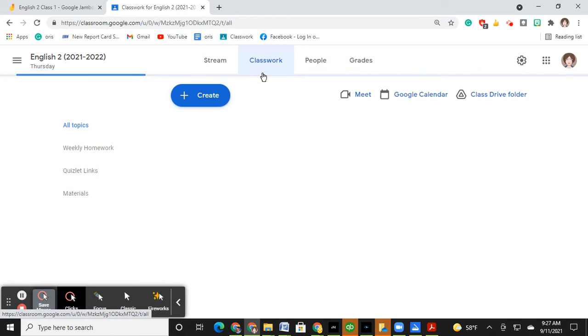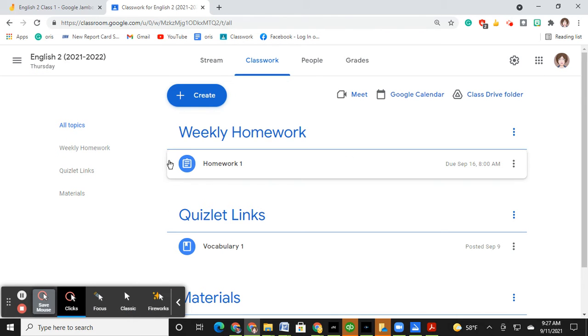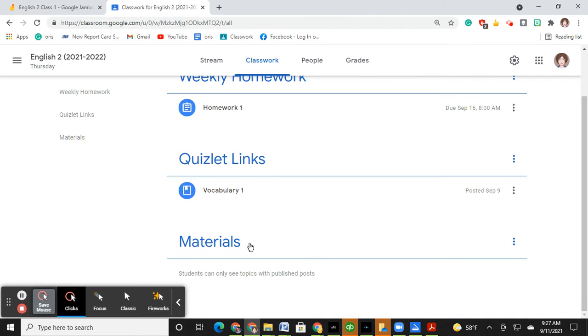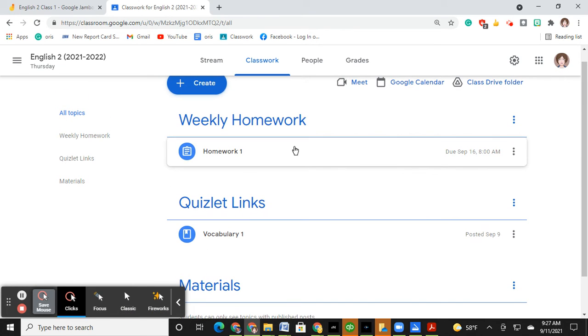The second tab is classwork. This is where you're going to find your weekly homework for each week. You will find those Quizlet links that you need. And then I will be posting other general materials like rubrics, the syllabus once the dust settles and I finalize it, and also different materials that you'll need to write certain papers, like MLA style handouts or whatnot. So this is where you can find all the information that you need.